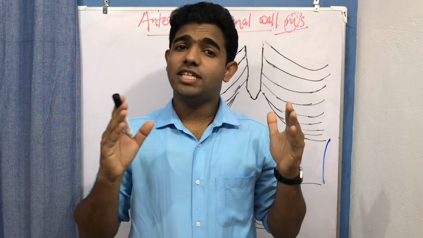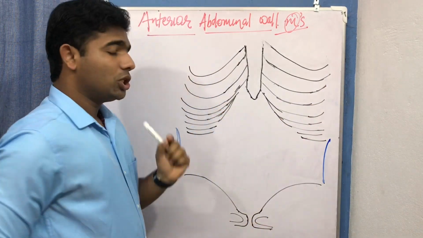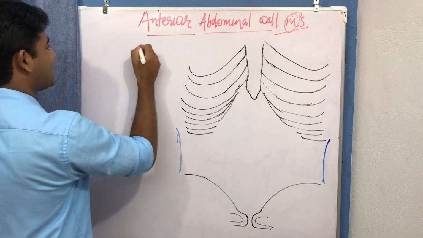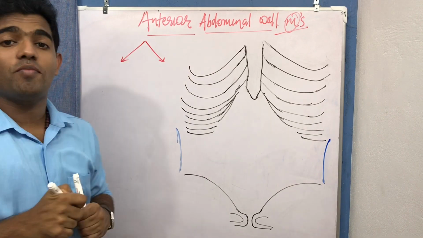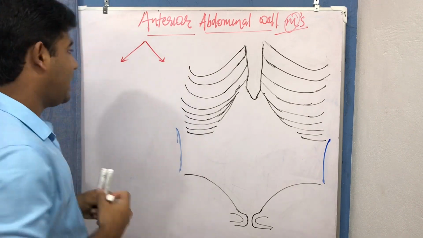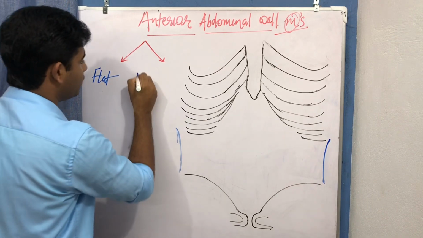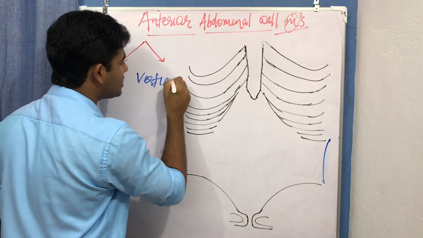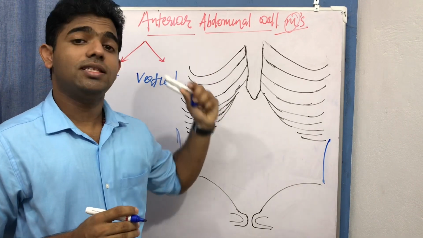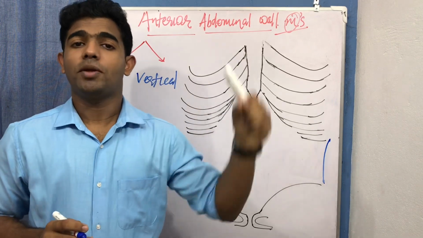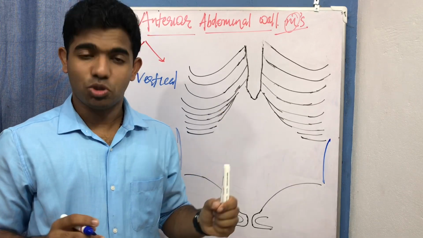Yes, when we discuss the muscles of the anterior abdominal wall, I need you to remember two important things. There are two sets of muscles in the anterior abdominal wall, and they are the flat muscle group and the vertical muscle group. If you remember this key differentiation between the two muscle groups, with this simple differentiation, you can study and memorize the origin and insertion of these muscles.